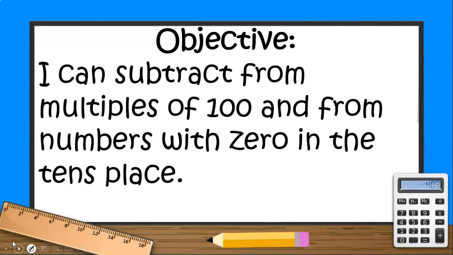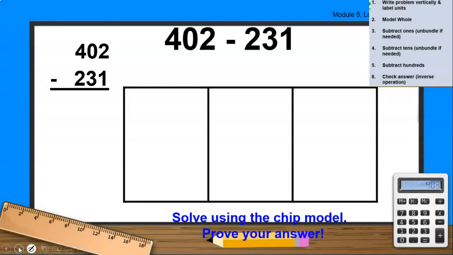Before we start, let's go over our objective. By the end of the lesson, we're going to be able to subtract multiples of 100 and from numbers with 0 in the tens place, boys and girls. Well, let's look at the first problem. We're going to solve this problem using math drawings and the standard algorithm. Okay, so here's the problem. And key point number 1 is write the problem vertically, and we already did it right here. Top to bottom.